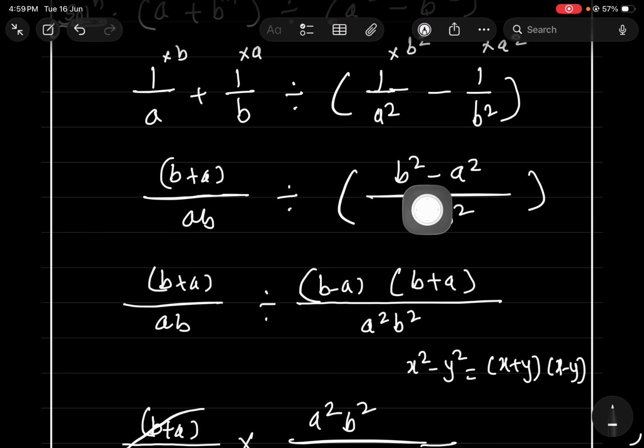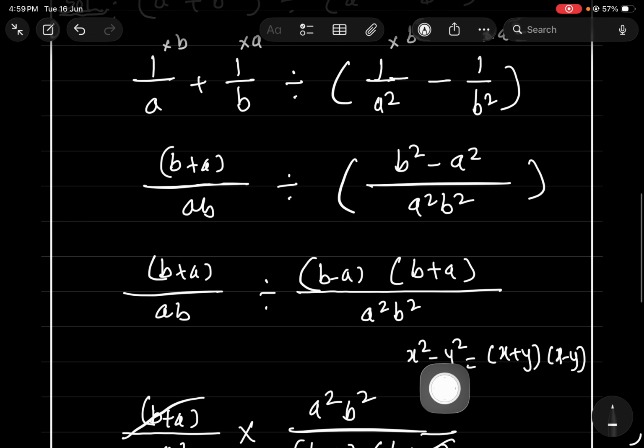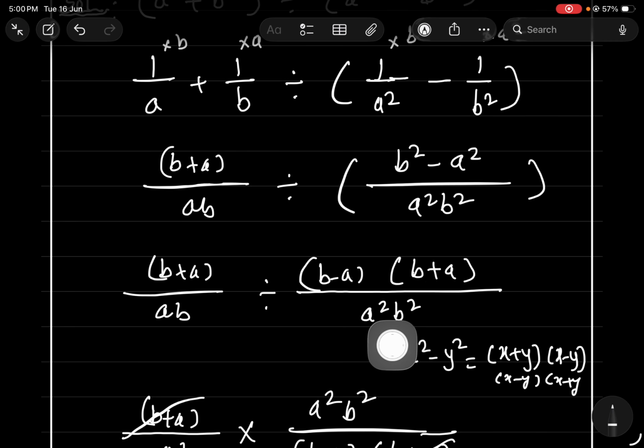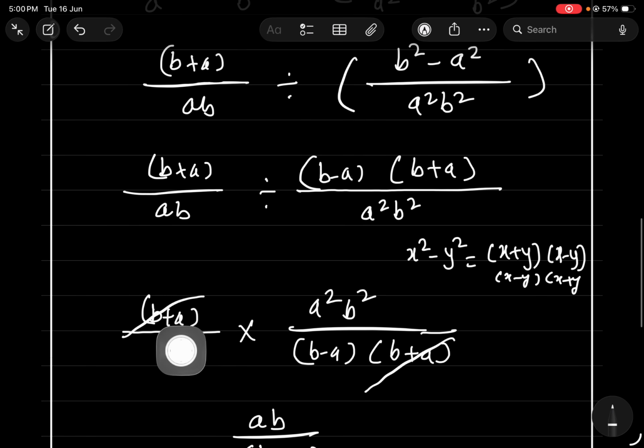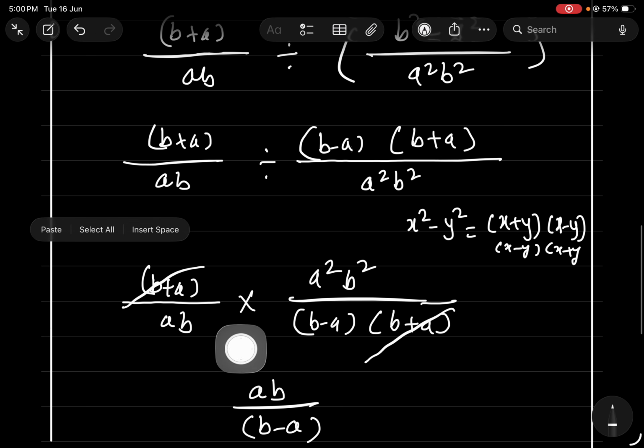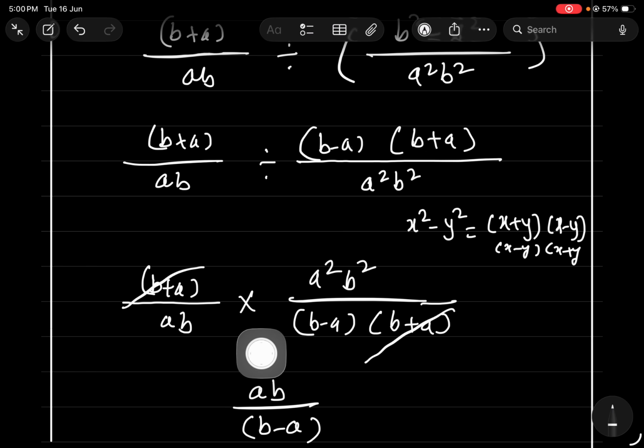Now see here we are using an identity. We know the identity x square minus y square equals x plus y in another bracket x minus y, or you can also write it like this, x minus y or x plus y. This is the identity. So here b minus a in another bracket b plus a upon a square b square. Now here this b plus a upon ab as it is, and here division is there, so multiplication and the reciprocal of this, so a square b square upon b minus a in bracket, another bracket b plus a. So b plus a and this bracket get cancelled, it is divisible.